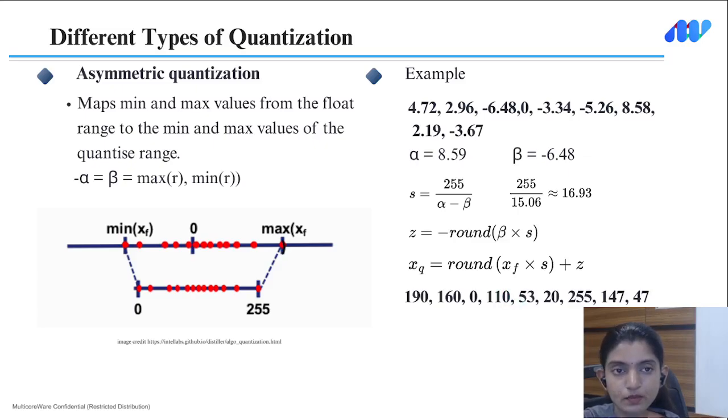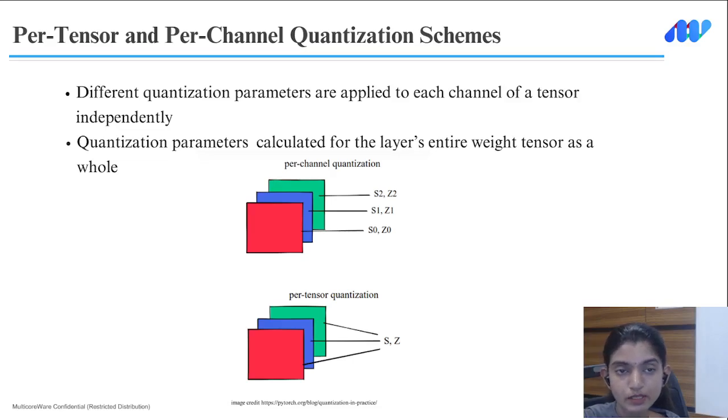Now moving to per-tensor and per-channel. Different quantization parameters will be applied to each channel of a tensor. So that is per channel. The scale and offset are different for different channels, and we call it per channel. If across the tensor we have only one scale and offset, we say it is per-tensor quantization. Per channel is mostly good in the case of convolutional layers.